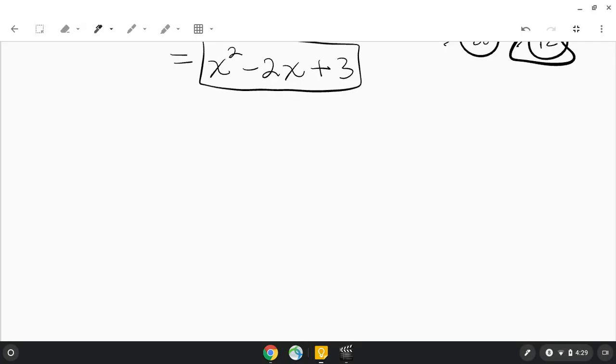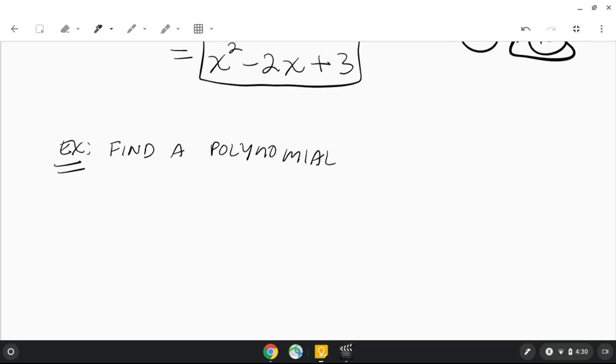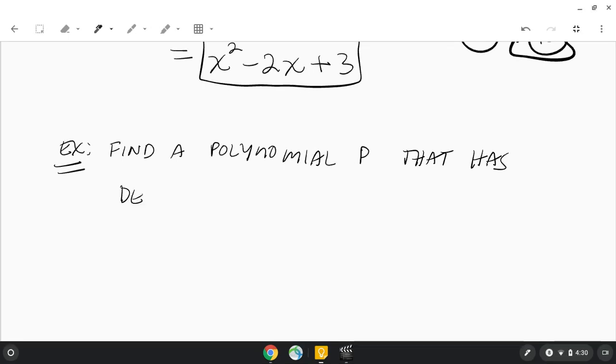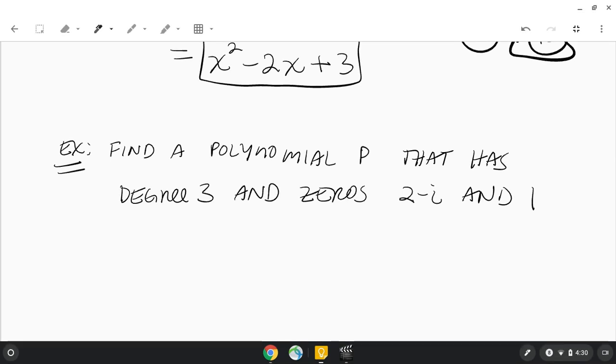Okay, let's do this one. Find a polynomial P that has degree 3 and the following zeros: 2 minus i and 1. Okay, so let's see.